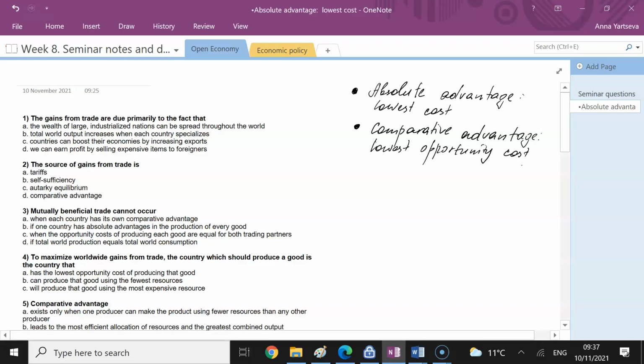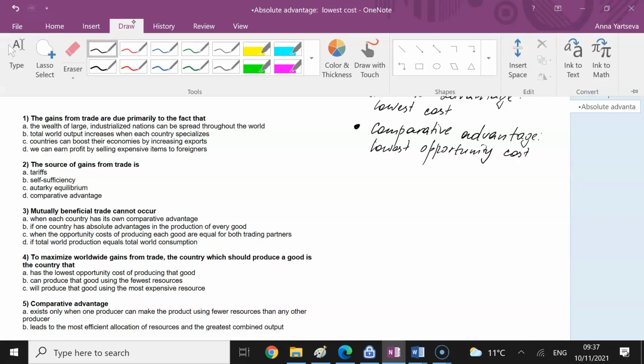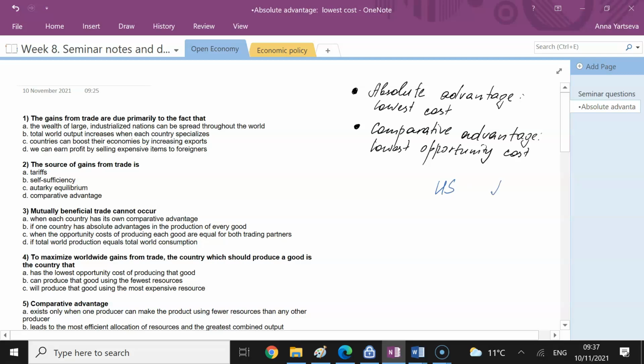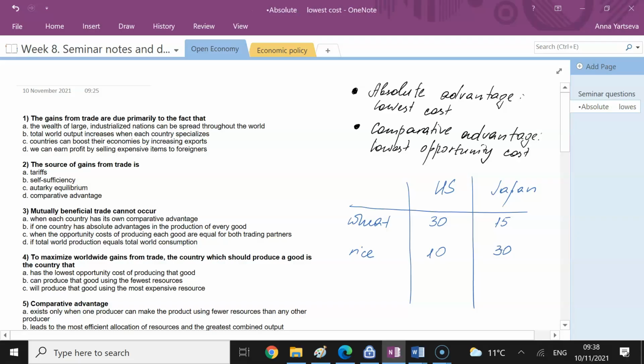The best way to explain it is to look through an example. Let's imagine that we have two countries, let's say US and Japan. And these two countries can produce two goods, wheat and rice. Let's imagine that they have different production facilities, and the US, America, can produce 30 units of wheat or 10 units of rice. While Japan can produce 15 units of wheat or 30 units of rice. Or they can produce certain combinations. They can produce one or another, or maybe half of each, but they cannot make all of these items together.